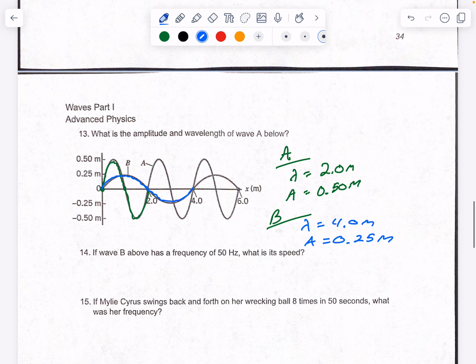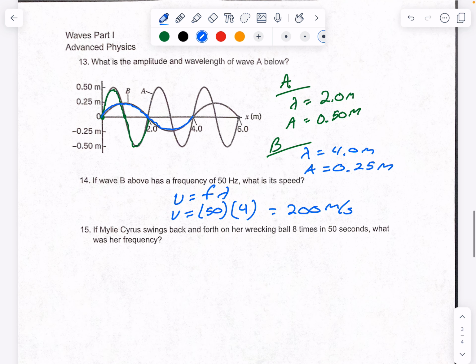Now 14, if wave B has a frequency of 50 hertz, what's its speed? Okay, so V equals frequency times wavelength. Okay, so V equals, my frequency is 50. Okay, what was my wavelength for B? My wavelength was 4 meters, so 50 times 4, and that gives you 200 meters per second.